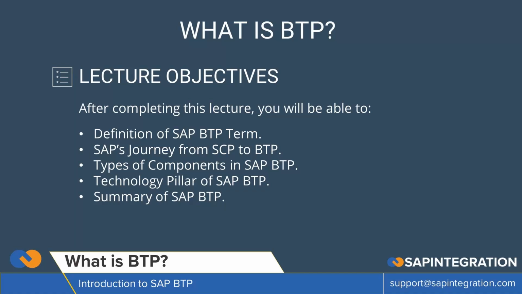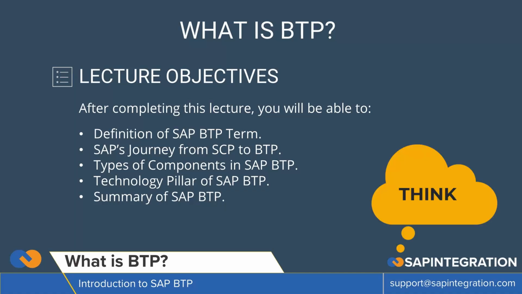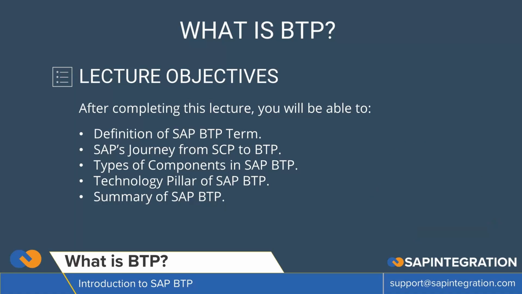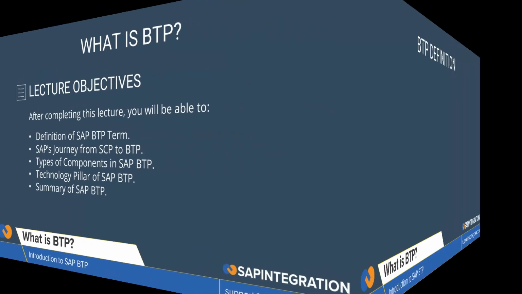Previously you have learned what a technology platform is. I want you to think for a moment about why SAP called its product a business technology platform. Why has SAP used the term business? Please take a moment to think about this. So without further delay, let's dwell into the innovative world of SAP BTP.